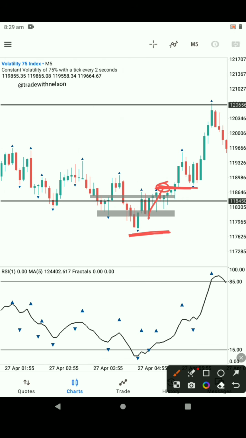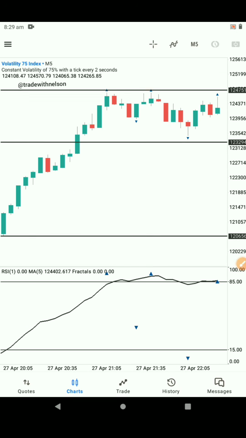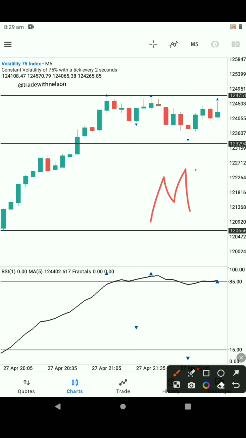Stop loss will be below this low. So for the reverse head and shoulder pattern, your stop loss will be at the head, this up will be your entry, and then you target the next zone. You see how it hits the next zone. So over here again, this is a double top entry.